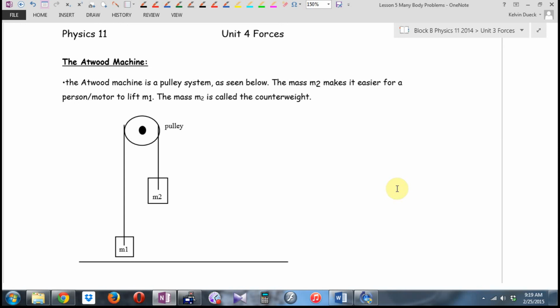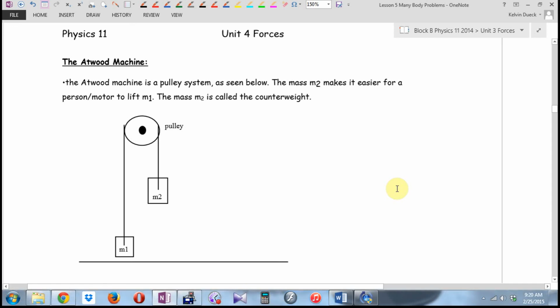The Atwood machine. Mass 2, this one, makes it easier for a person or a motor to lift mass 1. In fact, mass 2 is often called a counterweight. Elevators all work like this. All elevators, off in a secondary shaft next to the main elevator, have a weight that's exactly the same mass as an empty car, so that all the motor is lifting or lowering are the people, not the car itself. It's a smart system.